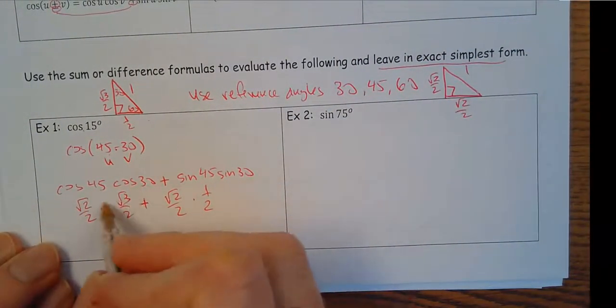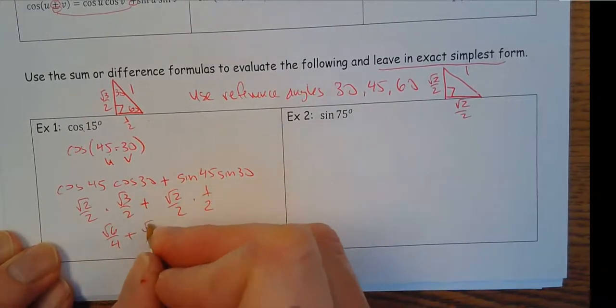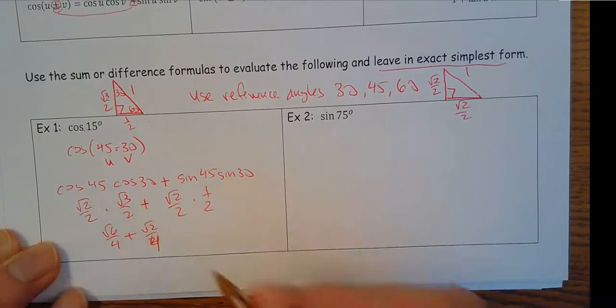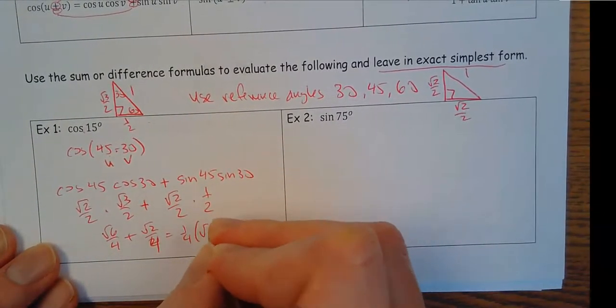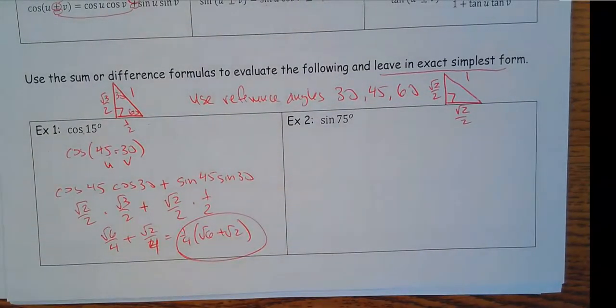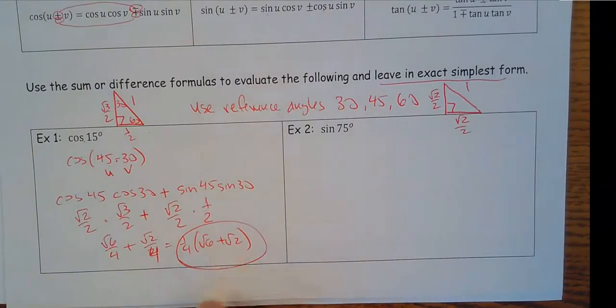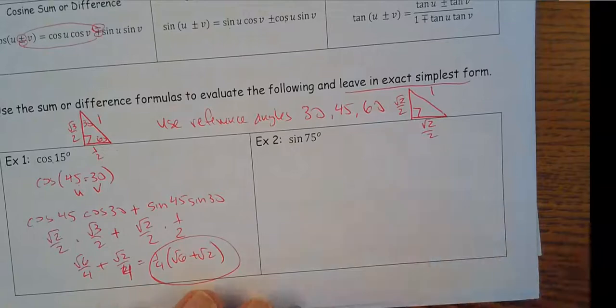We want to leave it in exact simplest form. So when I multiply these together, multiply the tops, it will be radical 6 over 4 plus radical 2 over 4. You could leave it like that, or you could say 1/4 of radical 6 plus radical 2. But that's an exact answer. Type this in your calculator, then type in cosine 15, you get the exact same answer. Okay? So keep going here.